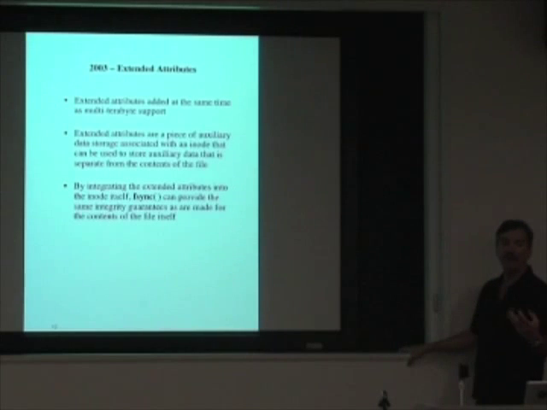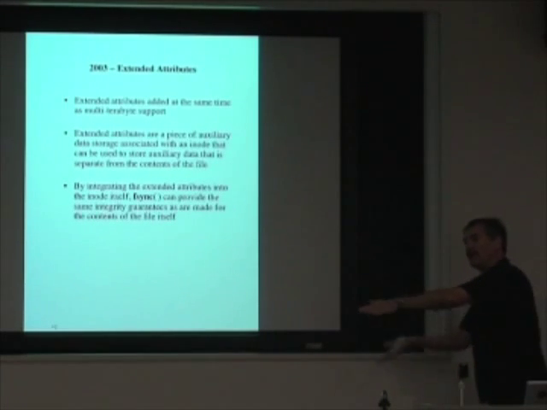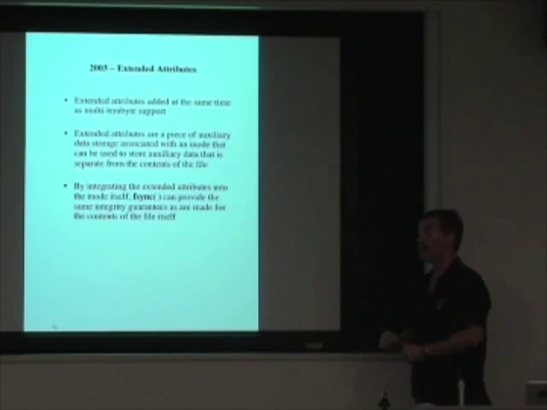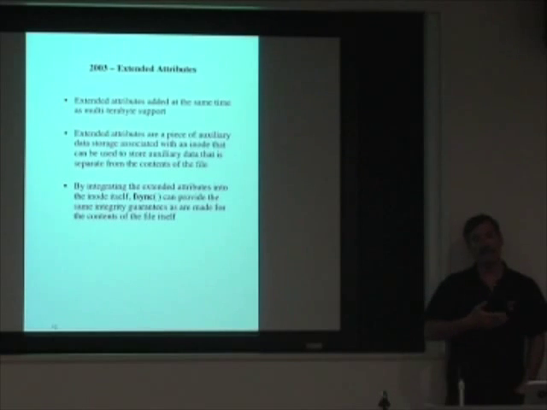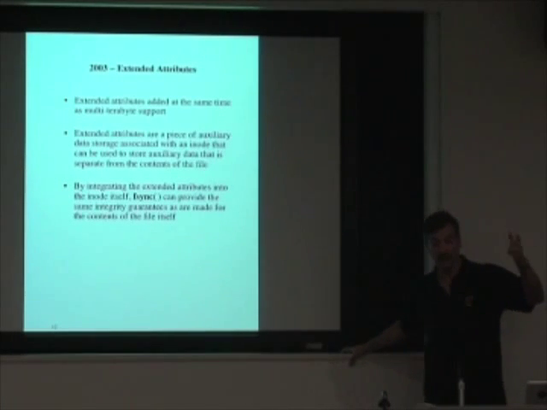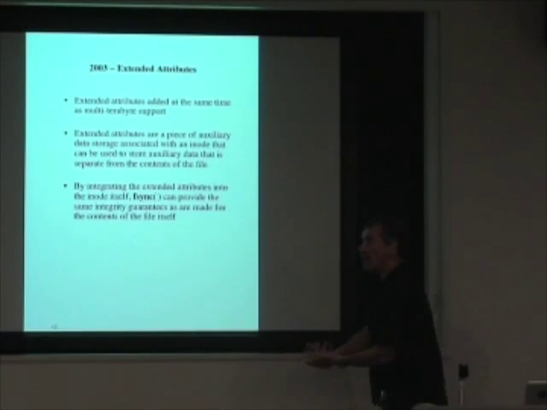By having it integrated into the inode rather than as a completely separate inode, it means that when we do fsync, we can make sure that all the data and the extended attributes are updated atomically in one operation. If your attribute is critical to the file, as you'll see, for example, with ACLs and other things that I'll talk about shortly, it's important that it be updated atomically.